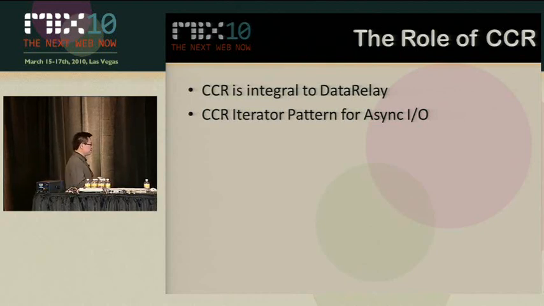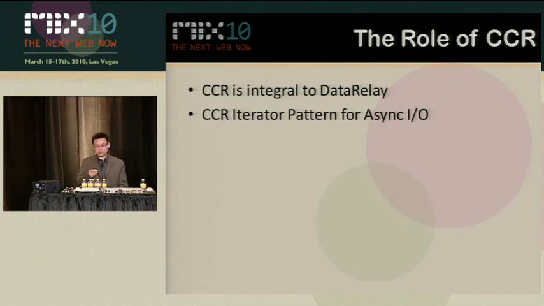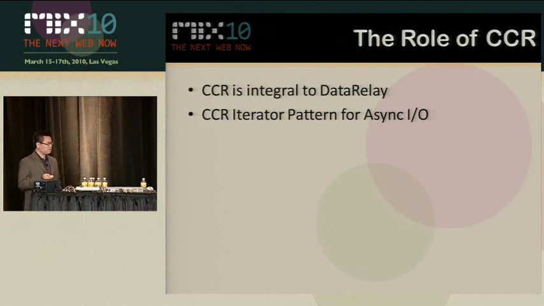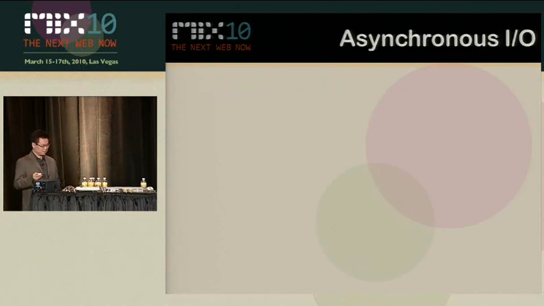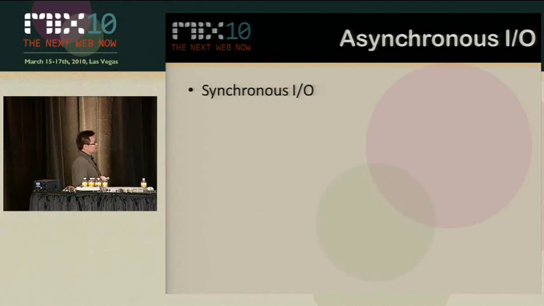Now, what is the CCR iterator pattern? To understand this pattern, we first of all have to understand what asynchronous I/O is. Now, when most of us write a data-driven application that talks to a database server, for example, or web servers, we're making these calls synchronously. It means that our thread is being held until the server responds. In other words, synchronous I/O is blocking.